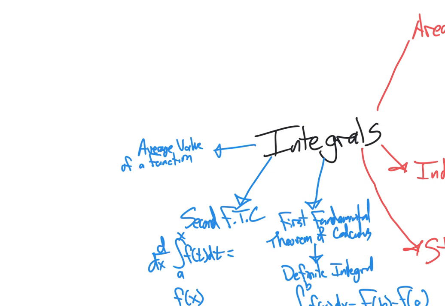So to find the average value of a function, f of x, let me write that here just so we know. So to find the average value of a function, you go 1 over b minus a times the integral from a to b of f of x dx. That will give you the average value. So that's just a piece of information about this function.